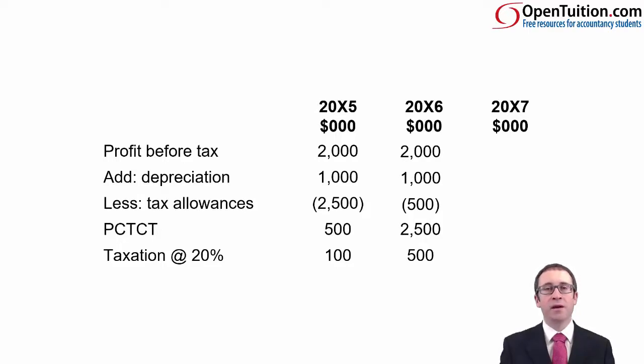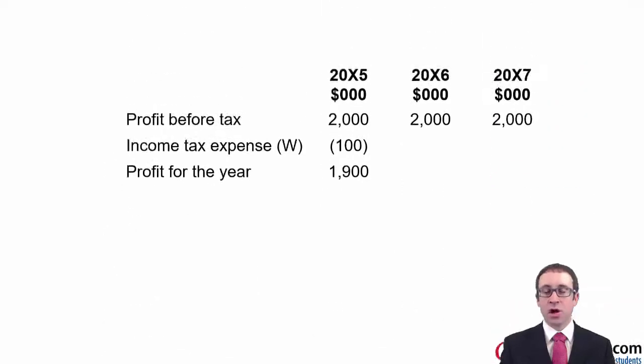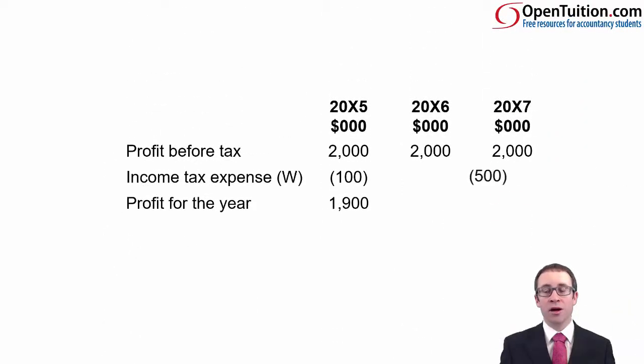Tax expense there, 500. So the 500 is what I would recognise in my statement of profit or loss. Again, the corresponding entry would be made as your tax payable in the statement of financial position as a current liability. And then the profit for the year works out as 1,500.